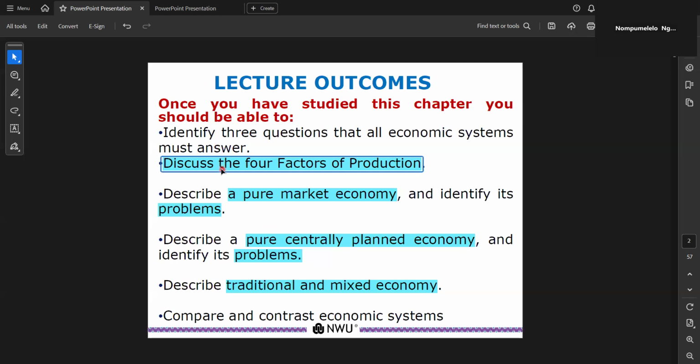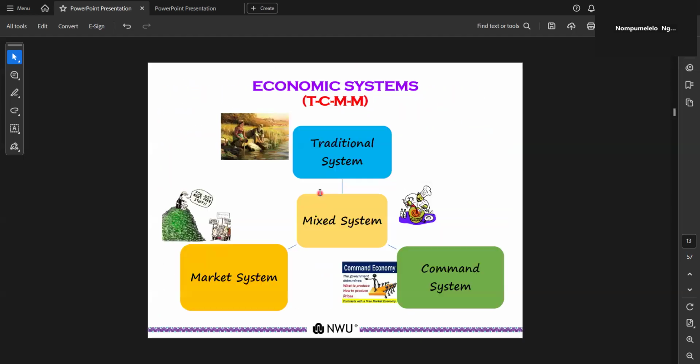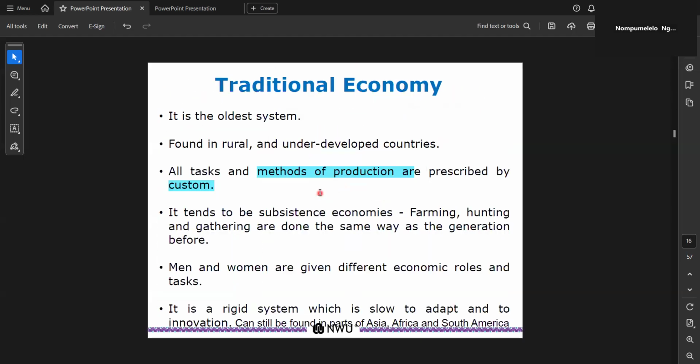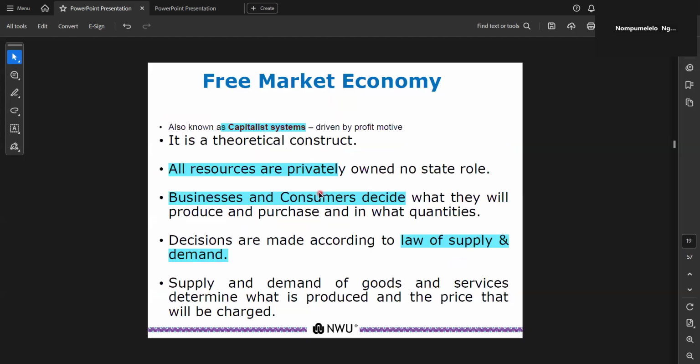We've explained this. They say describe a pure market economy and identify its problems. So guys, a pure market economy is the same as a free market economy and a market economy. It's basically the same thing. So do not get lost when you see a question saying pure market economy. You just think of a market economy or a free market economy.